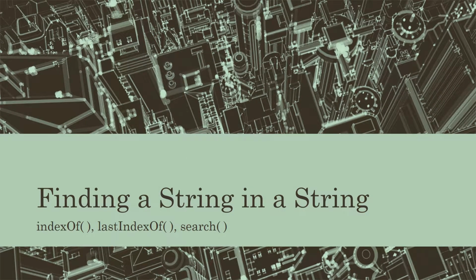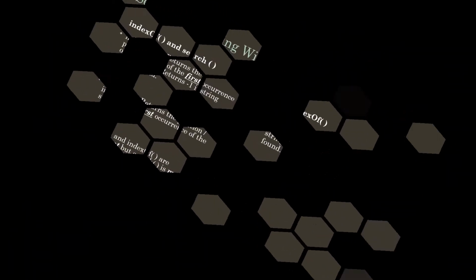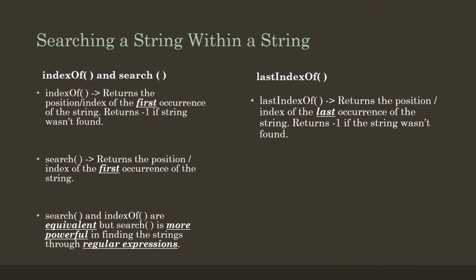Now I would like you all to witness an example of finding a string in a string, which comprises of indexOf, lastIndexOf, and search methods. So here we go. But before that, I would like to explain what this method indexOf, this method search, and this method lastIndexOf are going to return. So indexOf method returns the position or index of the first occurrence of the string. If the string is not found, it returns -1.